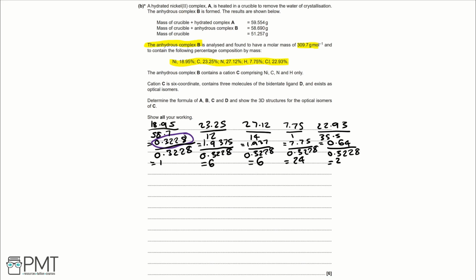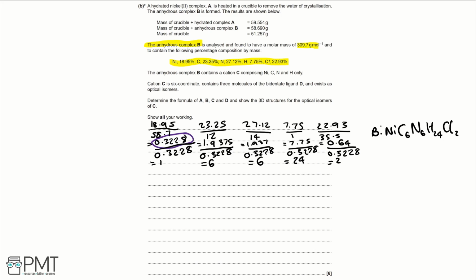That makes the formula for complex B Ni, because it's 1 nickel, then C6, 6 carbons, N6, 6 nitrogens, H24, because there's 24 hydrogens, Cl2, because there are 2 chlorines.